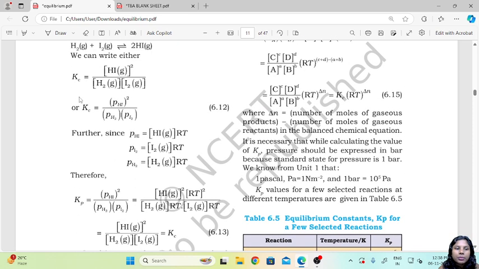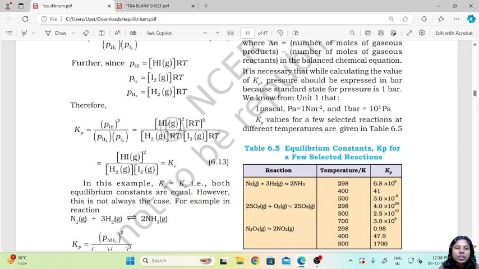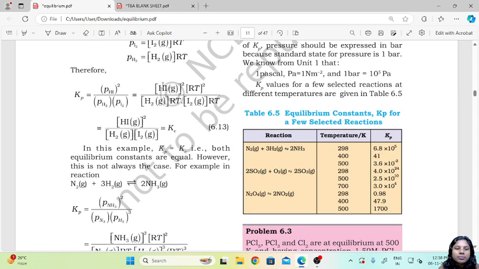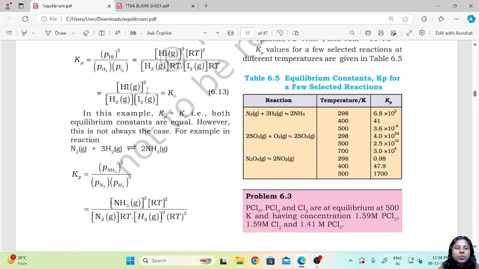Same in this format, that is the product upon the reactants, we are going to substitute it, and we get here (HI gas) raised to the whole square upon (RT) the whole square, H2 gas into RT, I2 into RT. So here, this R and this R will get cancelled. So here Kp will be equal to Kc.